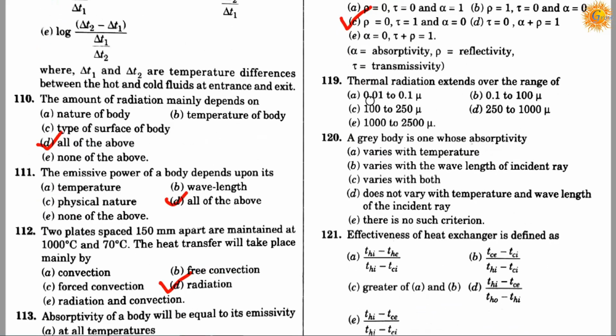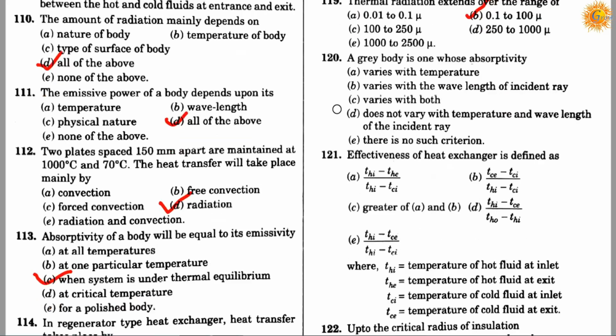Question number 119. Thermal radiation extends over the range of option A, 0.01 to 0.1 mu, option B, 0.1 to 100 mu, option C, 100 to 250 mu, option D, 250 to 1000 mu, option E, 1000 to 2500 mu. So correct answer will be B, it will be 0.1 to 100 mu.